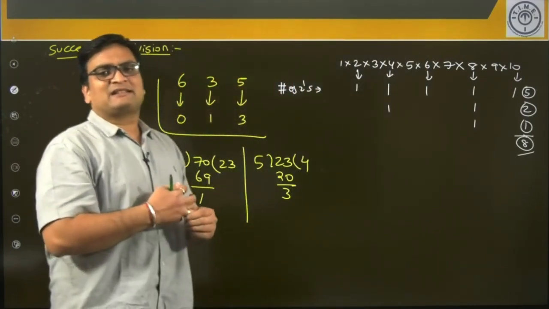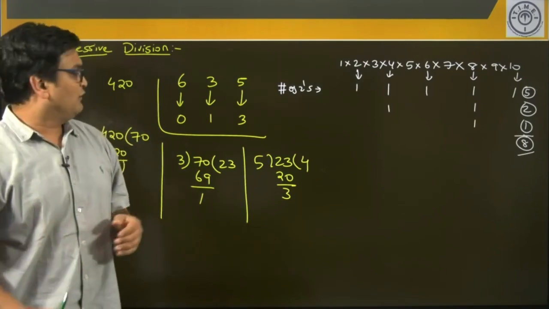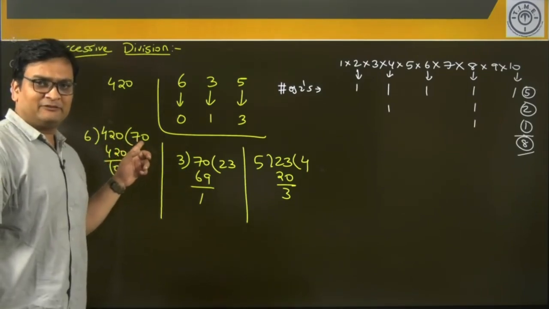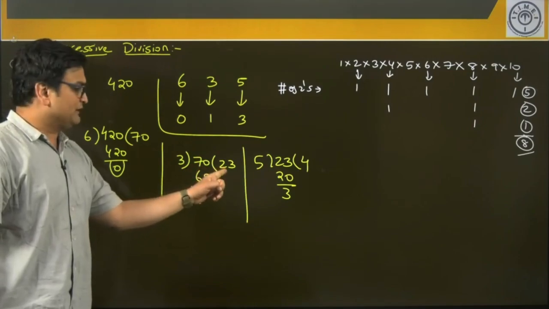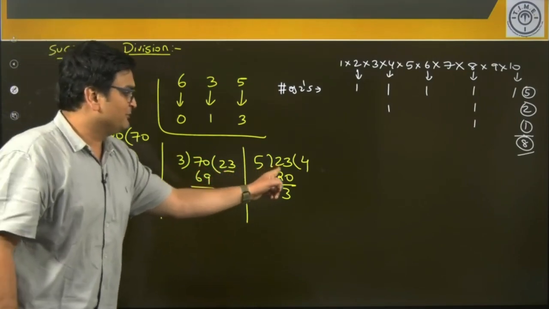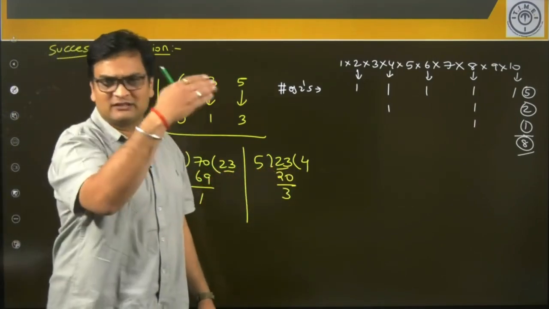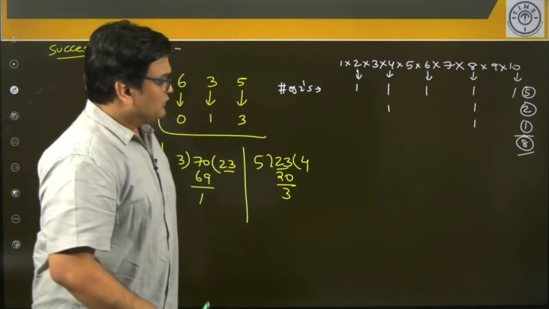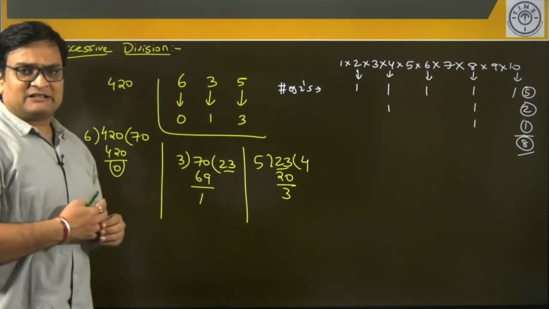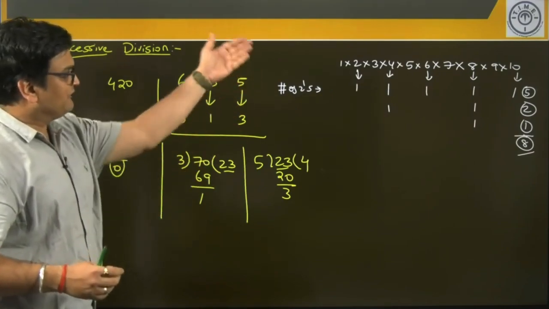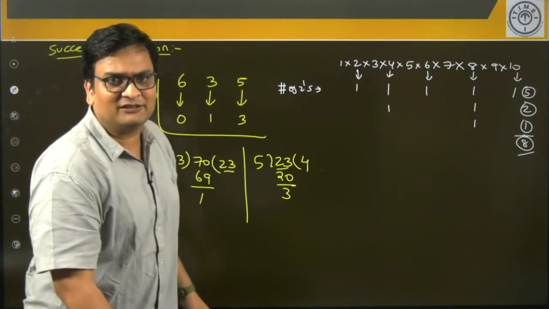Now what happens in a successive division? Whatever is a quotient in the first step will become my dividend in the next. Whatever is my quotient in the second step will become my dividend in the third, and so on and so forth. Okay, I hope we are clear with the concept of successive division. Now let's understand how we can use that in order to answer this question on IGP.